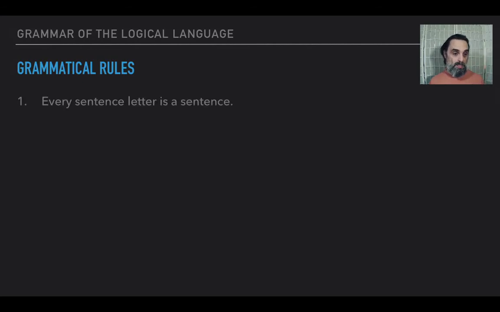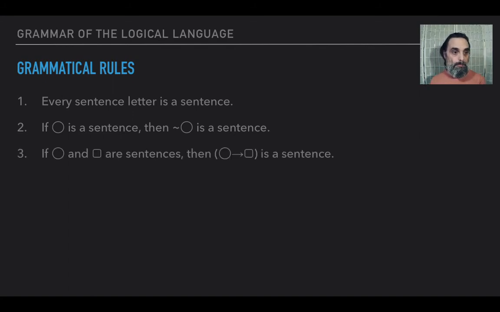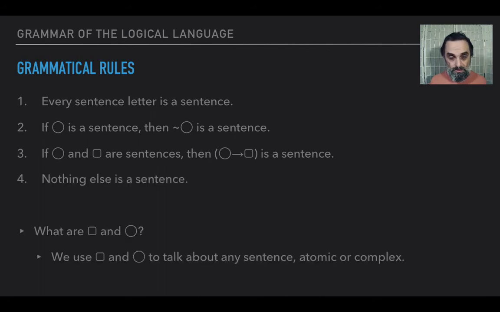So first of all, every sentence letter is a sentence. Great. Secondly, if circle is a sentence, then so is negation circle, which is to say if we have a sentence, then if you put a negation in front of it, that too is a sentence. And if you have two sentences, box and circle, if you put the left parenthesis, and then one of the sentences, and then the arrow, and then the other sentence, and then a parenthesis, you have a new sentence. And nothing else is a sentence.